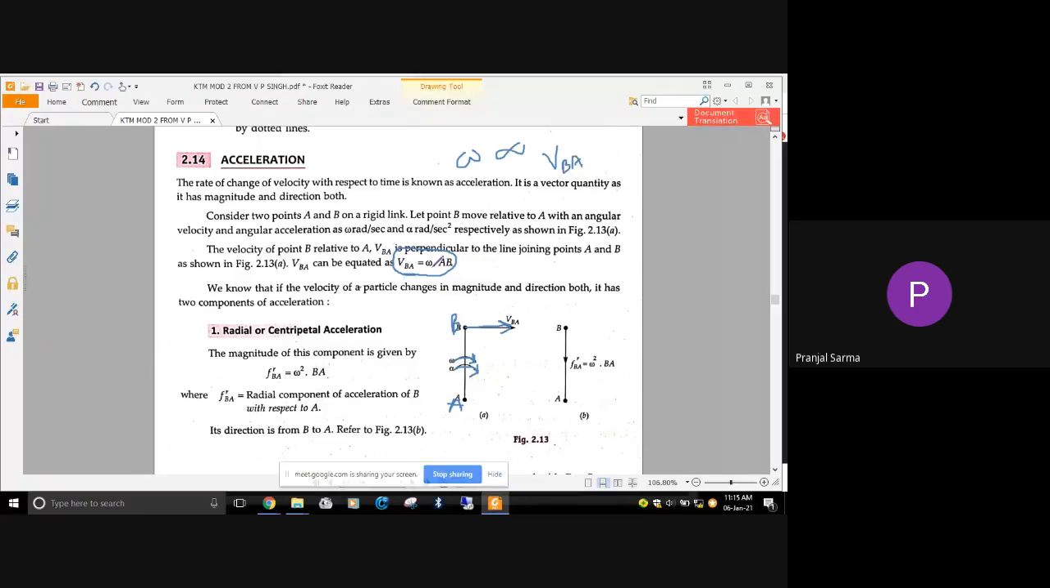Now let's come to the acceleration. Acceleration is the rate of change of velocity with respect to time. If the velocity of a particle changes in magnitude, there will be a component of acceleration. As it is a vector quantity, even if it changes only in direction, there is also a rate of change. So we must know the two different acceleration components which are there.